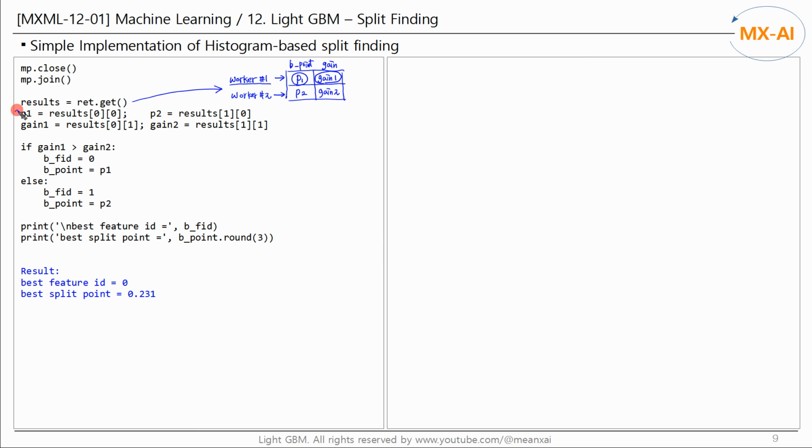Then we can get the following results. If the gain 1 is bigger than the gain 2, the first feature is the best for splitting. And the local split point of the feature 0 becomes the global best split point. If the gain 2 is larger, the second feature is the best. And the local split point of the feature 1 is the global best split point. This is the global best split point for the entire data set. The results of the global best split point are as follows. The position 0.231 of the feature x0 is the best split point for the root node.